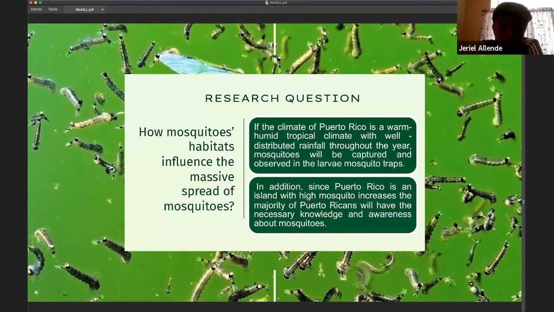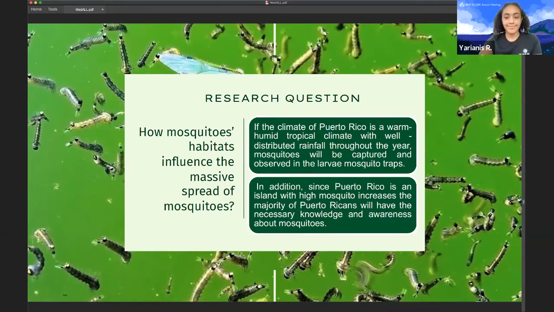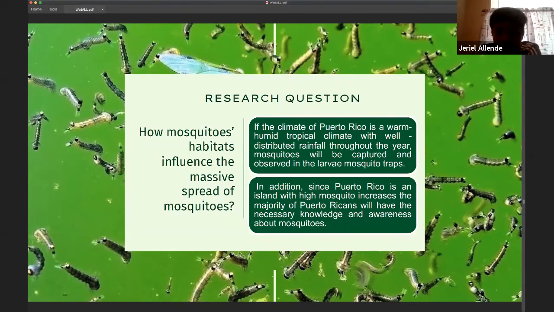All right, so our research question is how mosquito habitats influence the massive spread of mosquitoes. So if the climate of Puerto Rico is warm, humid tropical climate with well-distributed rainfall throughout the year, mosquitoes will be captured and observed in the larvae mosquito traps. In addition, since Puerto Rico is an island with high mosquito increases, the majority of Puerto Ricans will have the necessary knowledge and awareness about mosquitoes.